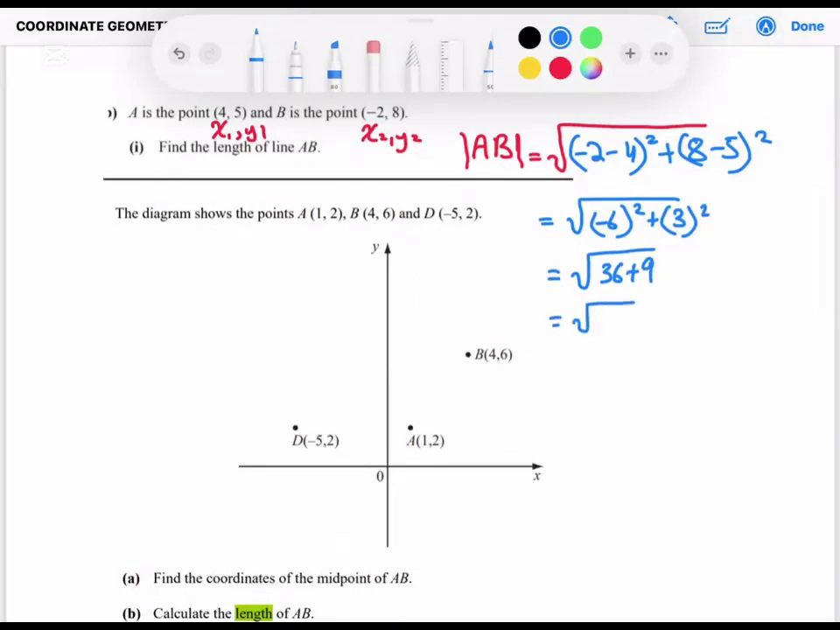So now this will become root 45. Okay. Now how to simplify? We already did the topic surds. So if you don't remember, the simple way is that you know 5 times 9 is 45. 9 is basically the square of 3. So 3 root 5 will be our distance or length of AB. Yes, any confusion? No. Okay, great.